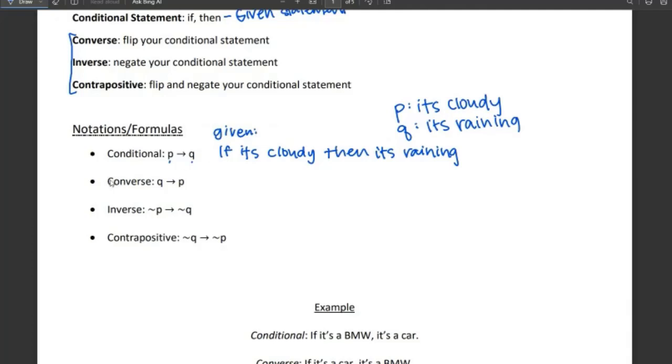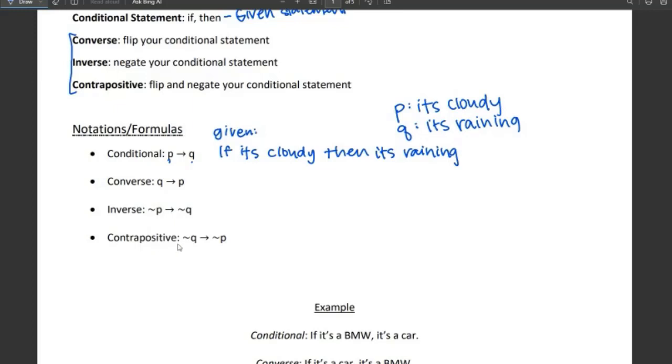And then they tell us to find the converse, inverse, and contrapositive. The converse, it tells us to flip. So Q comes to the front, and then P goes to the end. So if it's raining, then it's cloudy. The inverse, we negate both sides. So the order stays the same from our conditional statement. P is first, so we just have a negative P and then a negative Q. So if it's not cloudy, then it's not raining.